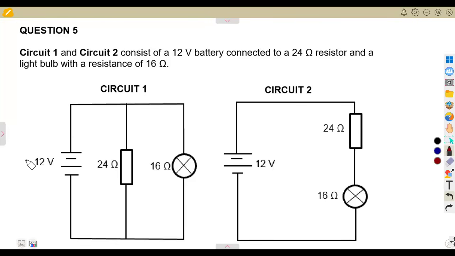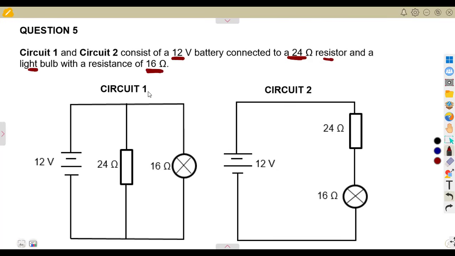So in this class, we are going to consider electric circuits. This is a June 2022 exam that we are going to work with, on electric circuits from our Grade 10 physics. You are given question number 5, circuit 1 and circuit 2. These two circuits consist of a 12-volt battery connected to a 24-ohm resistor and a light bulb with a resistance of 16 ohms.